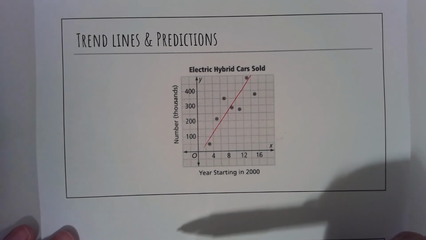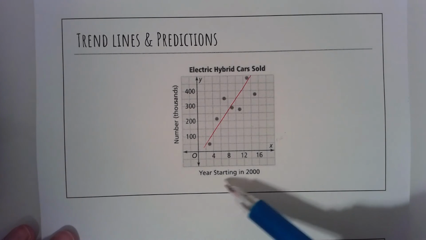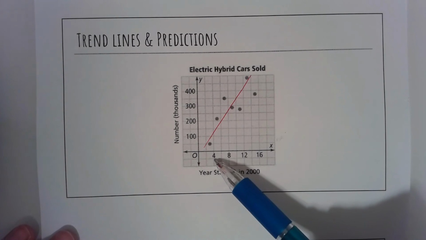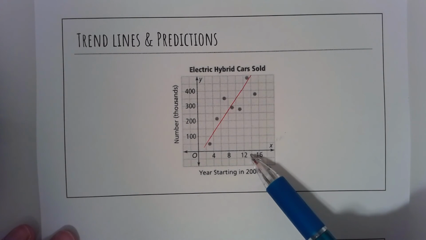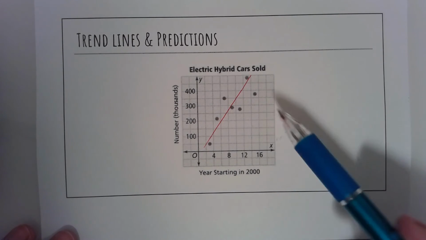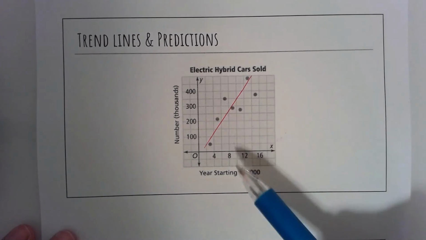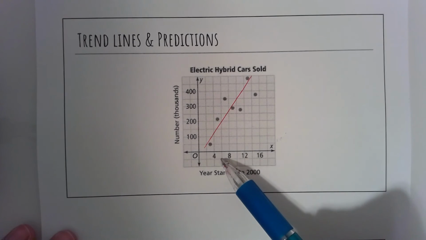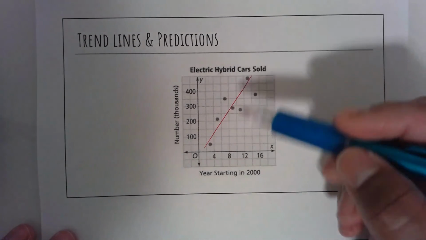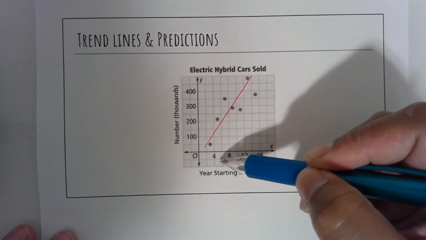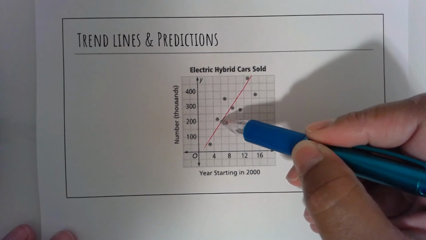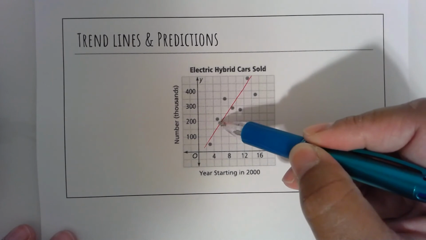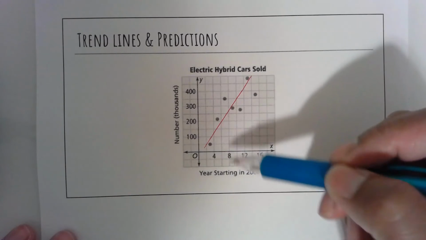So let's see, if we are predicting the year starting from 2000, that's 0. Therefore, at 4, I'm assuming it would be 2004, 2008, 2012, 2016. We can use this line to predict maybe year 5. Let's see, 2005. So actually 2006. Between 4 and 8 would be 2006. And so if we go up, a good prediction of the amount of hybrid cars sold in 2006 would be a little under 200. So we can say 190.